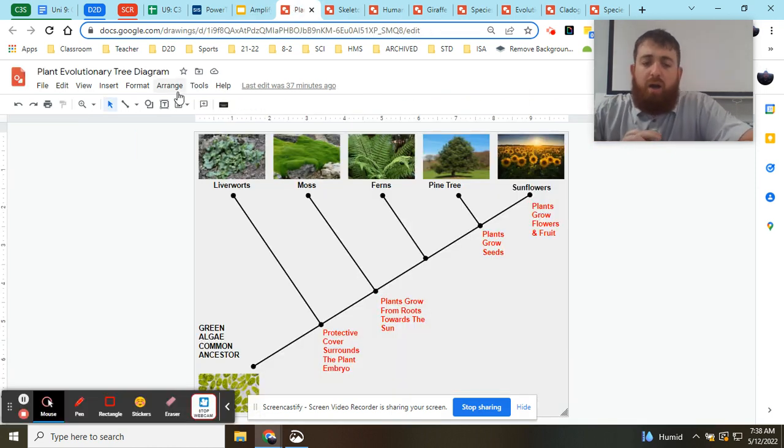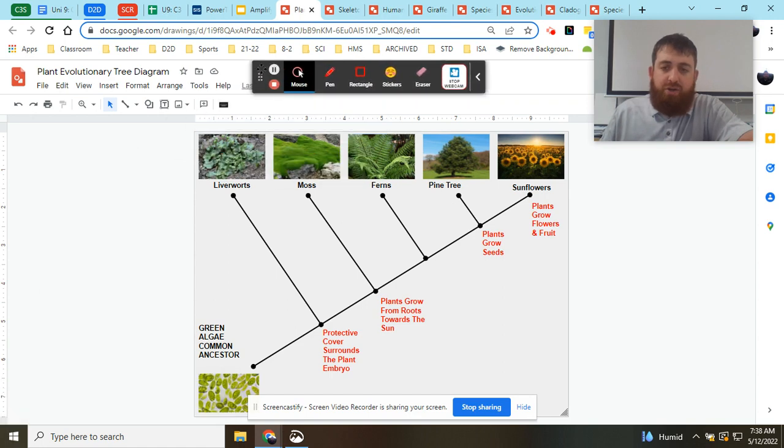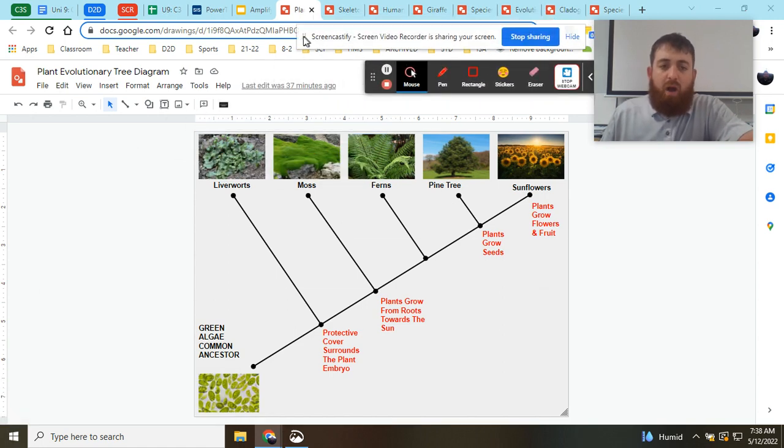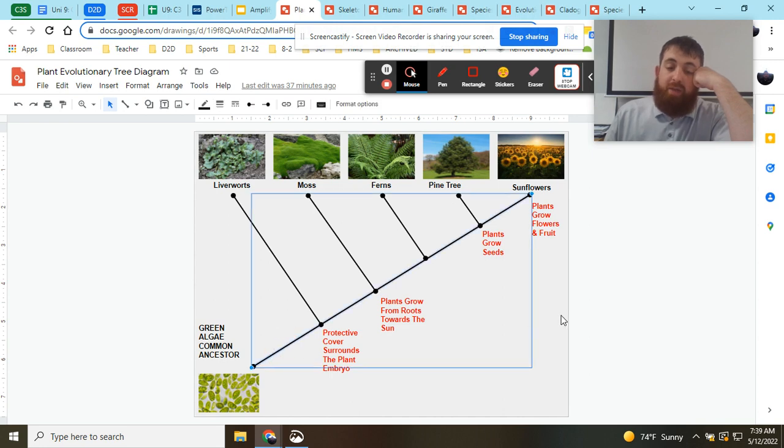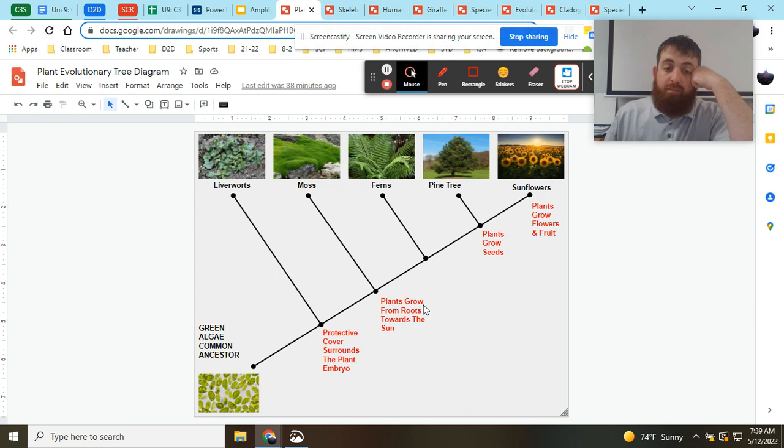So our diagram today shows an evolutionary tree of a set of plants throughout an ancestral time. And as you notice here, we have a green algae common ancestor at the very beginning. And throughout our tree here, we have the liverworts, the moss, the fern, the pine tree, and the sunflower. And with our common ancestor, as we see its evolution throughout the evolutionary time period, we see that there are common ancestors on this evolutionary timeline that have new traits showing up over time.